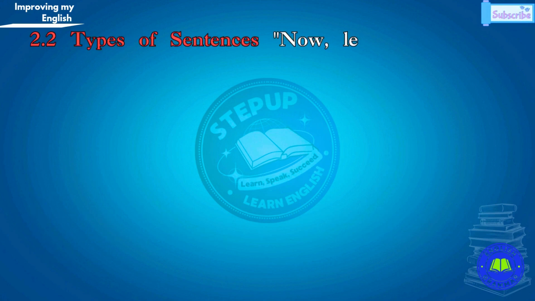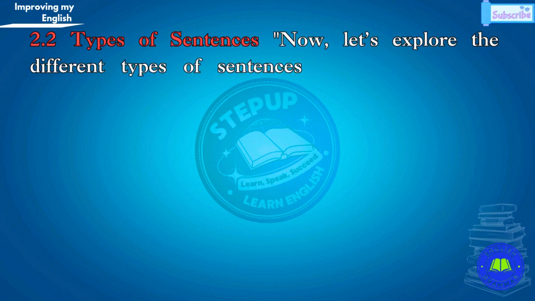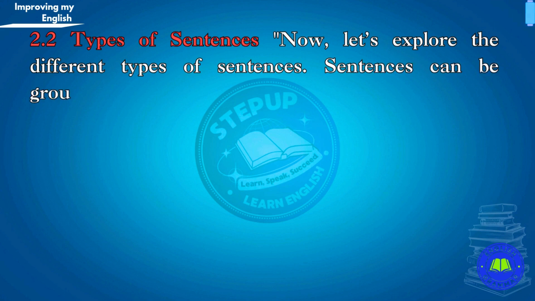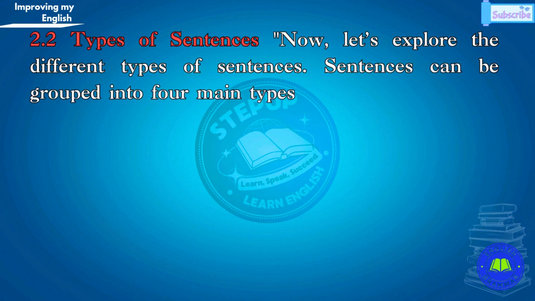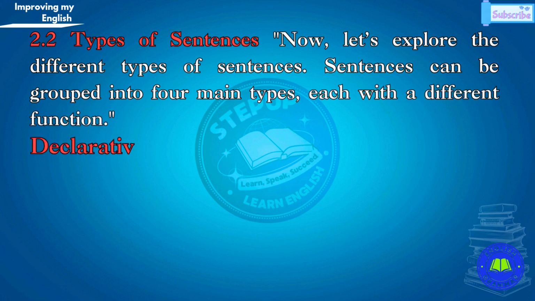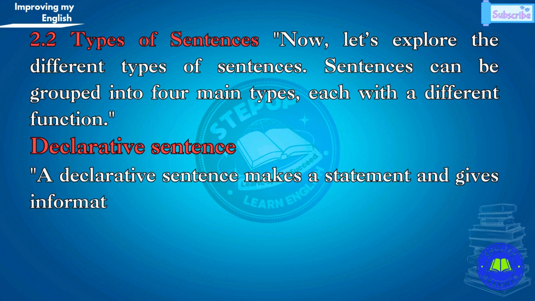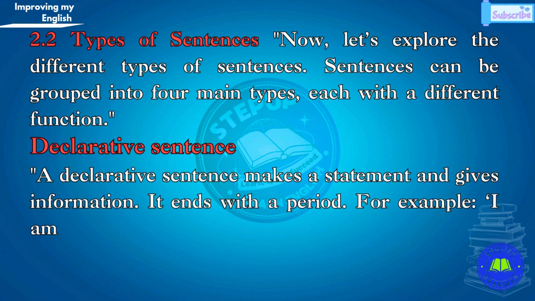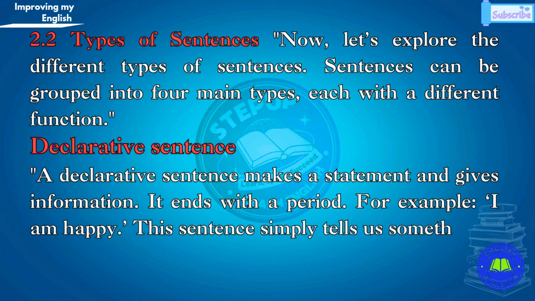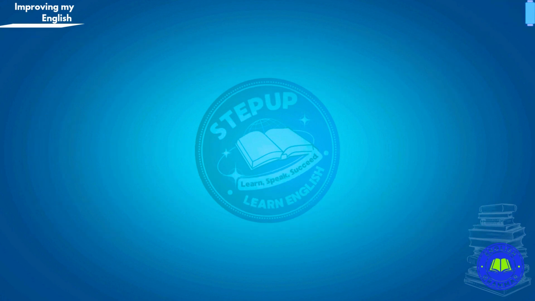2.2 Types of Sentences. Now, let's explore the different types of sentences. Sentences can be grouped into 4 main types, each with a different function. A declarative sentence makes a statement and gives information. It ends with a period. For example, I am happy. This sentence simply tells us something.